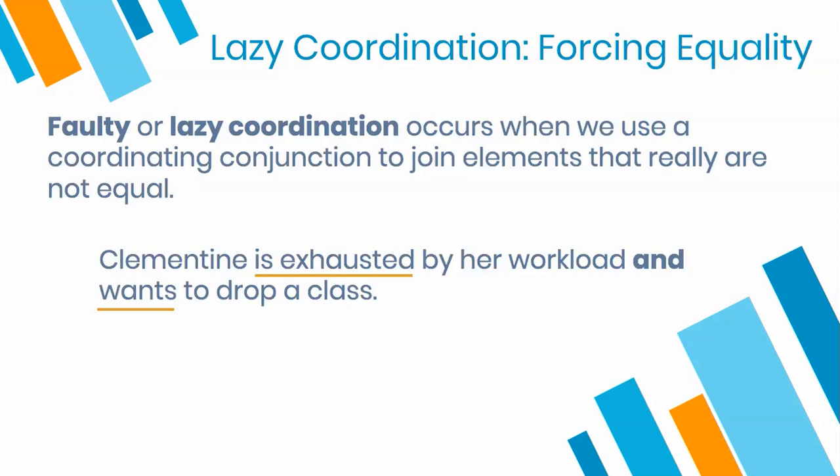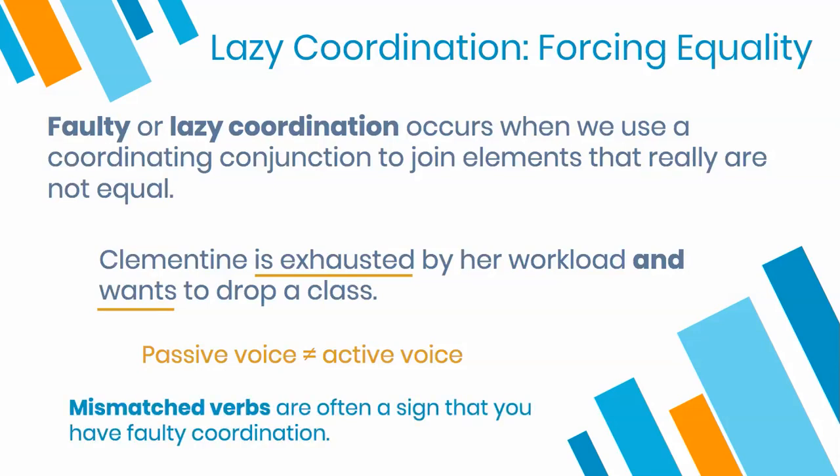We need to look at what types of verbs we have. Is exhausted is passive voice, and wants is active voice, and those are not the same thing. Even though they're both verbs, they're very different in nature. And in fact, mismatched verbs are often a sign that you have faulty coordination. If you can't put something in parallel structure, in part because maybe the verbs are different, then they really don't belong together in a relationship of equivalence.